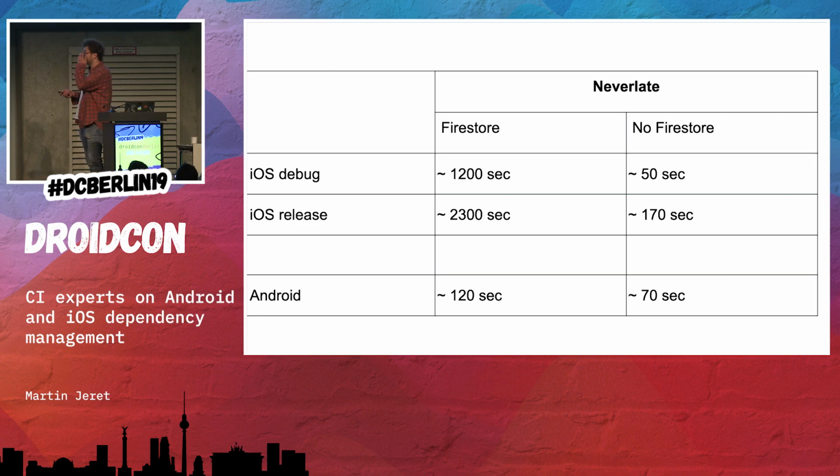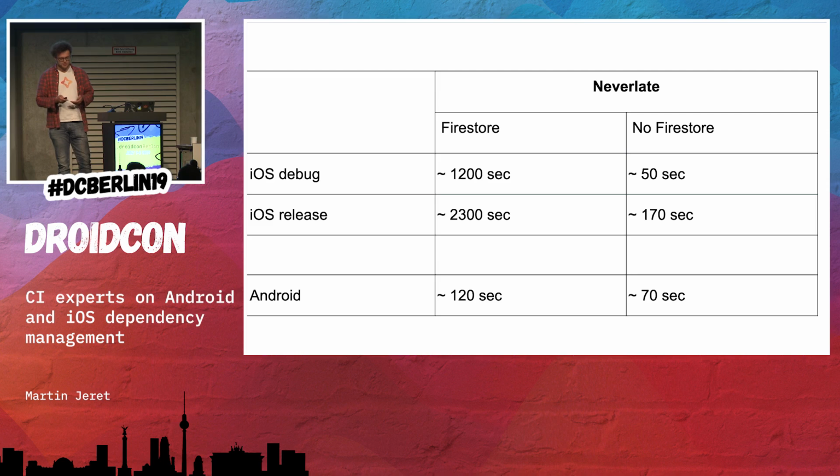And I made this table to visualize what the specific differences were when you use this Firestore dependency with a really simple application, and what happens when you don't use Firestore dependency. And what you can clearly see is that when you do use Firestore, which is a heavy platform-specific dependency, your build times can go up from an iOS debug build, which used to take 50 seconds, now takes about 20-something minutes. And for the release builds, it takes about 40 minutes, 42 minutes, like you saw before. But the Android one is not affected much. You get from 70 seconds to 120 seconds. That's about from 1 minute to 2 minutes.